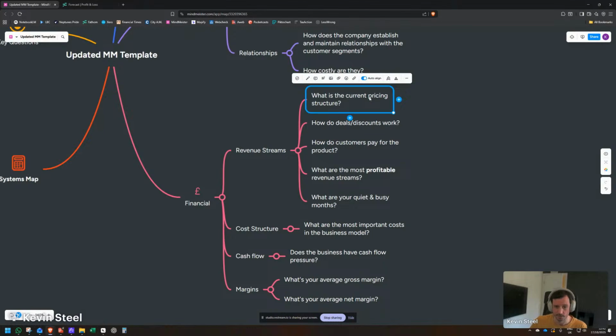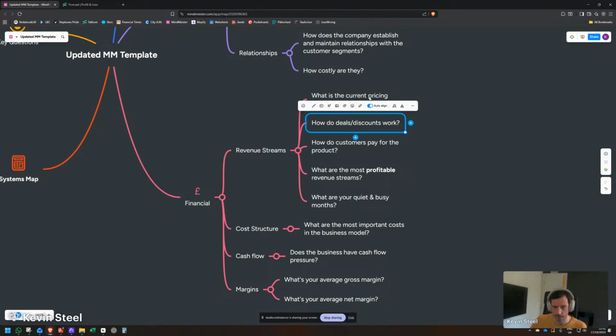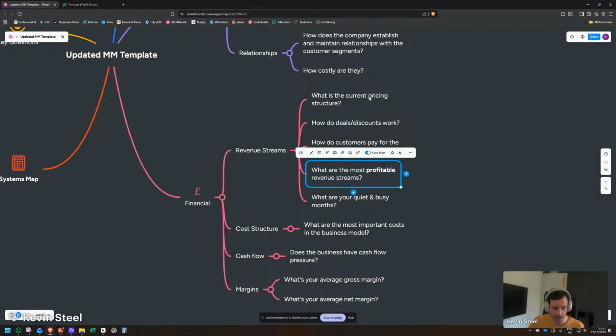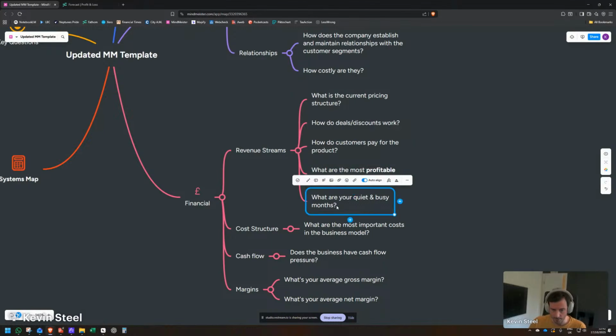What's your current pricing structure? How do deals and discounts work? How do customers pay for the product? What are the most profitable revenue streams? Very important question, this one. I would say probably 9 out of 10 clients, if I say to them, okay, what is your profit per customer for your top 10 customers, they won't be able to give me that answer due to poor transaction processing, poor bookkeeping. And what are your quiet and busy months?